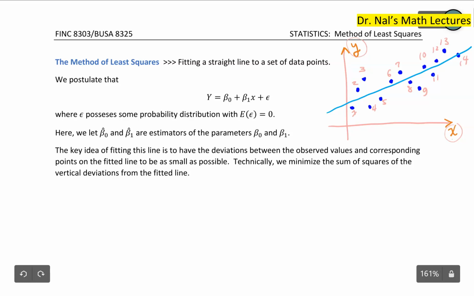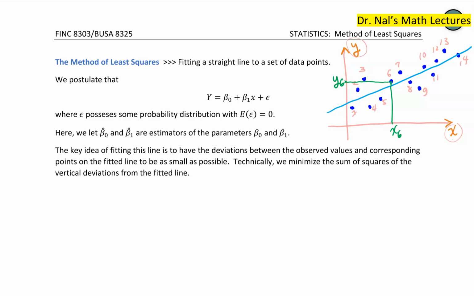For instance, we can just pick one of them randomly. Let's say, for instance, observation 6. So this is the x value associated with observation 6. And this is the y value associated with that observation. So in total, we have 14 pairs of observations, starting with x1, y1, all the way to x14, y14.